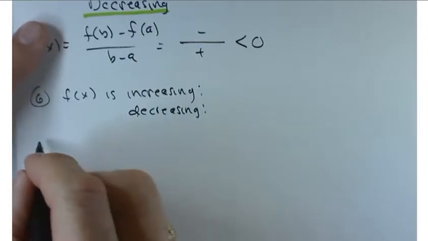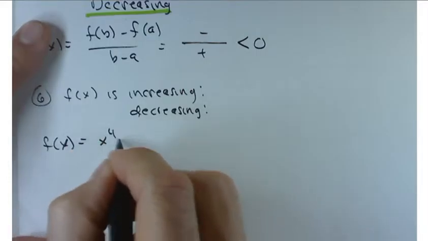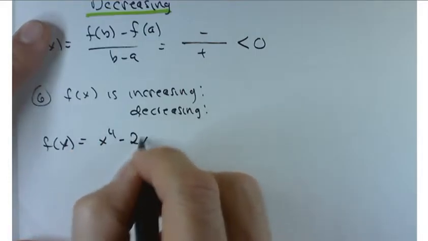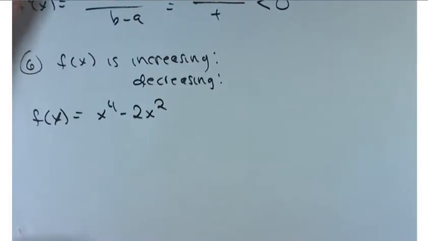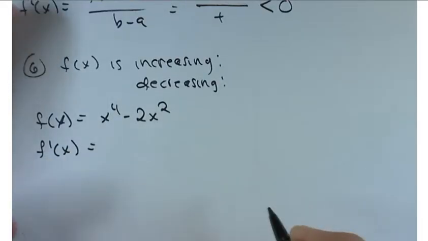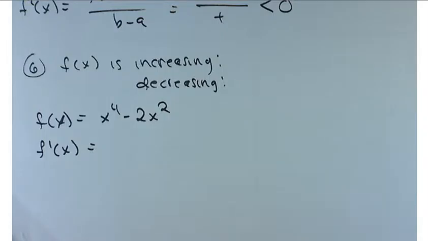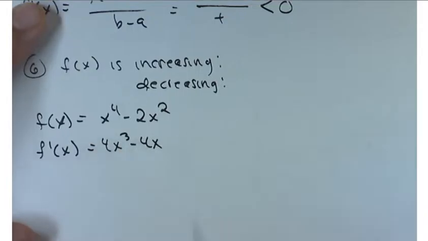F of x itself, in problem 6, is a pretty congenial function. It's a nice polynomial: x to the fourth minus 2x squared. One thing that's nice about it is that it's a polynomial function, meaning it's defined everywhere, right? Its domain is negative infinity to infinity. Let's take a look at f prime, because f prime is going to tell me things about where it's increasing and decreasing. That's going to be 4x cubed minus 4x.